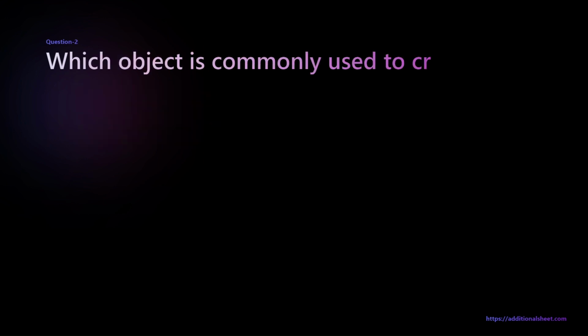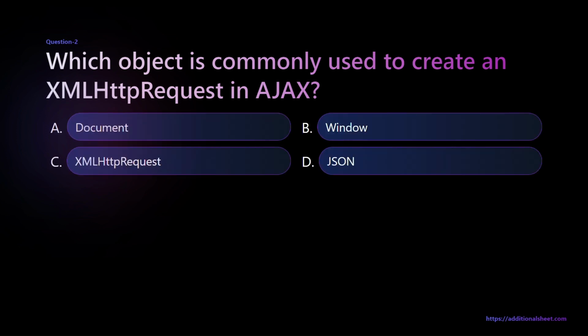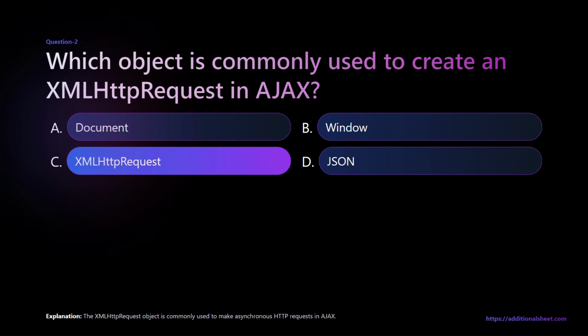Which object is commonly used to create an XML HTTP request in AJAX? Option A, Document. Option B, Window. Option C, XML HTTP request. Option D, JSON. The correct answer is option C, XML HTTP request.